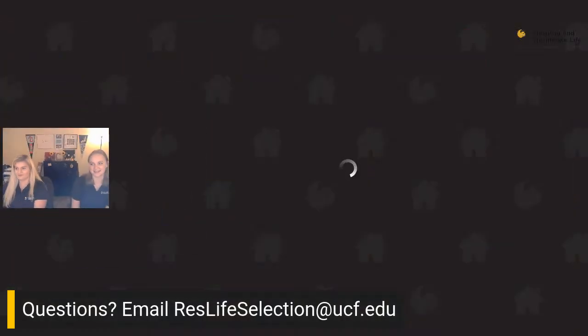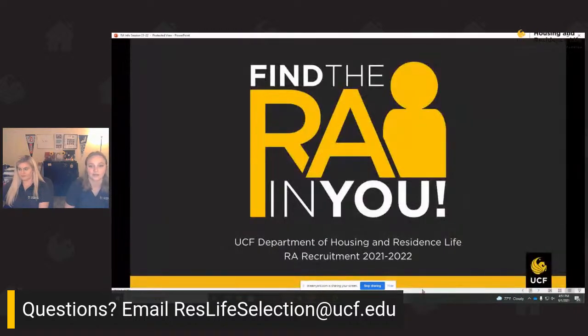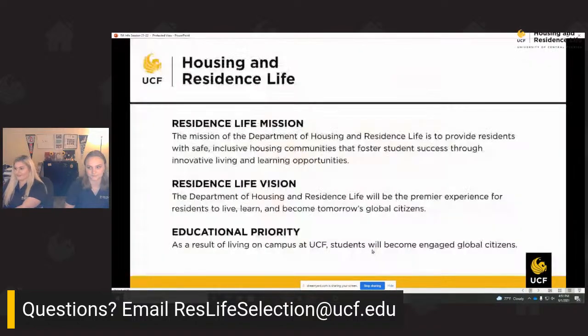Our three pillars are community engagement, self-awareness, and equity and inclusion. And so when you're carrying out residential curriculum, it's keeping these in mind so that you're able to interact with others within a healthy relationship. Okay.